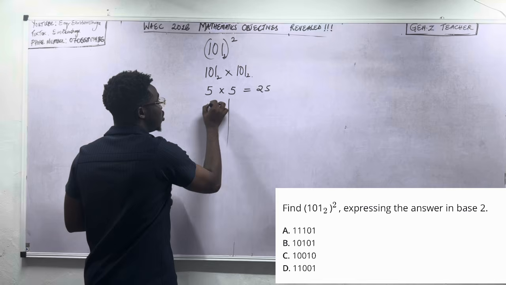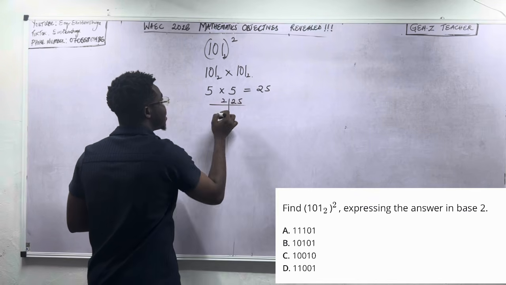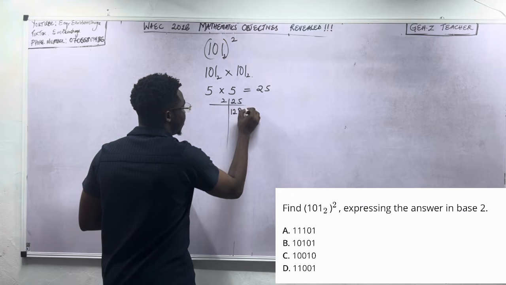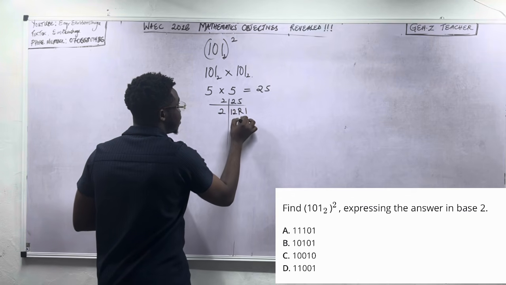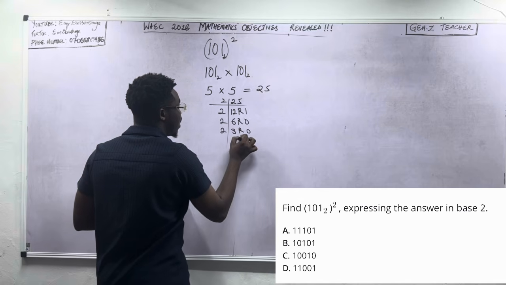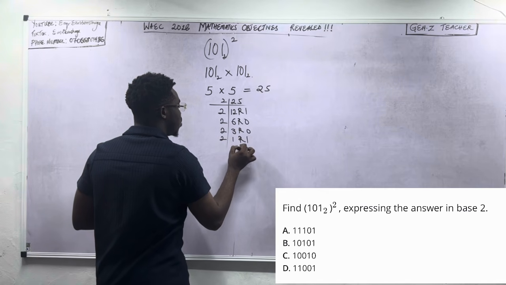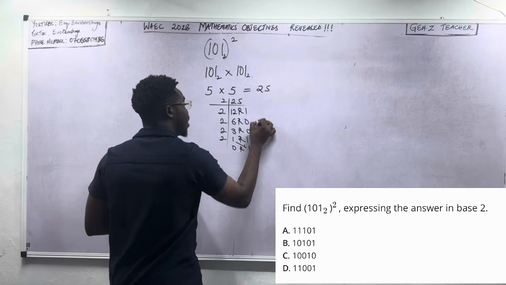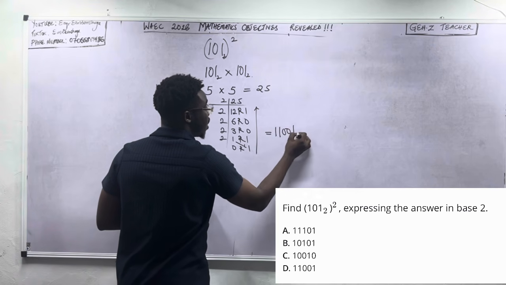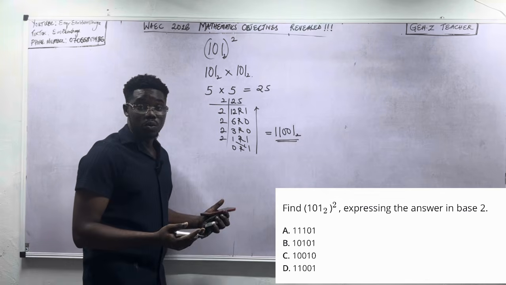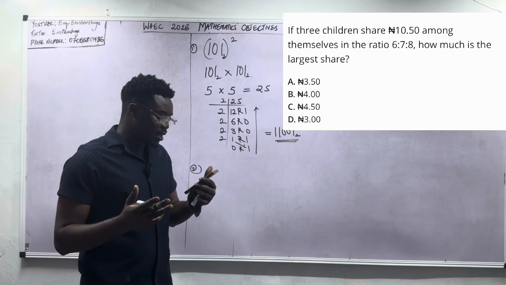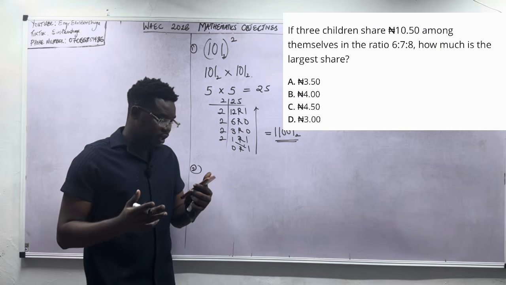We'll convert that value back to base 2. So our answer becomes, in base 2: 2 in 25 will go 12 times, remaining 1. 2 in 12, 6, remaining 0. 2 in 6, 3, remaining 0. 2 in 3, 1, remaining 1. And 2 in 1, you cannot go. You write down the 1 back and you read your answers upward. So the answer should be 11001 in base 2.